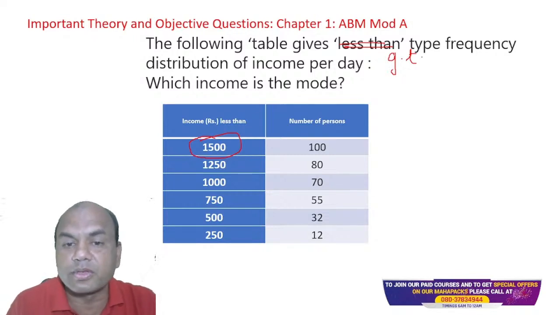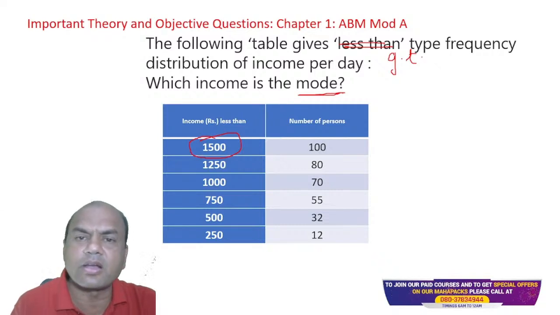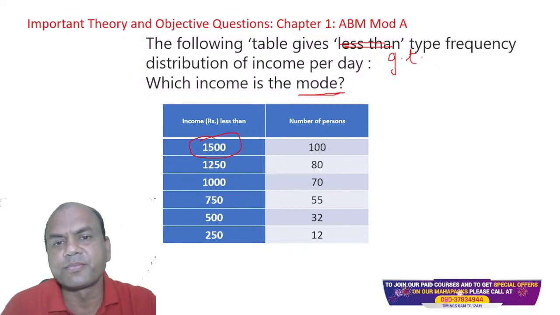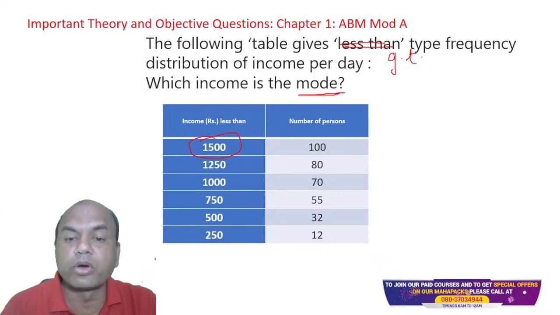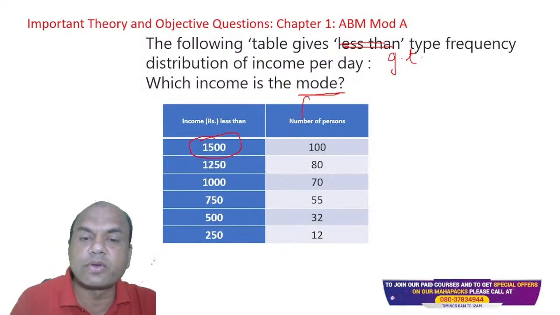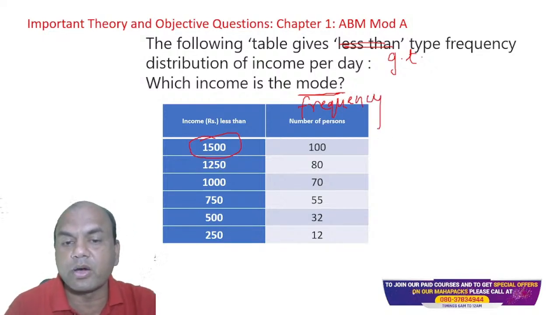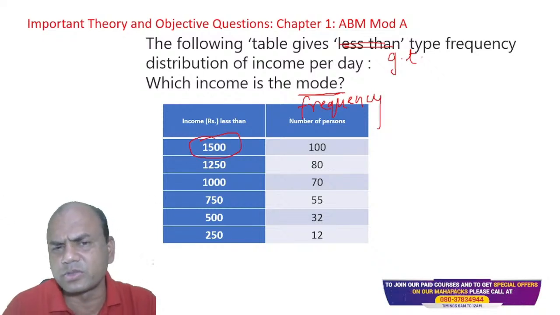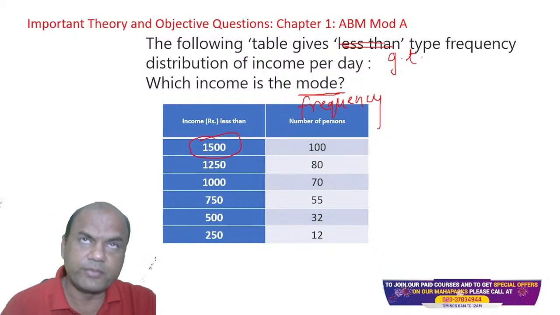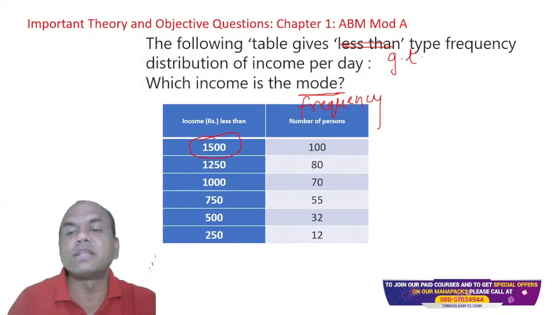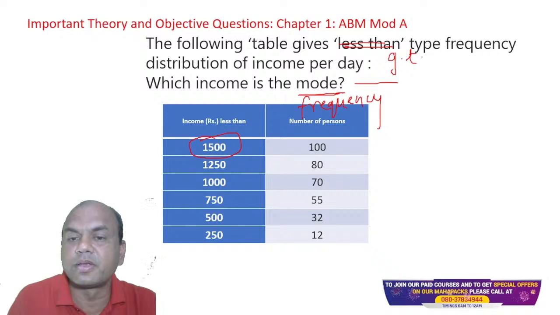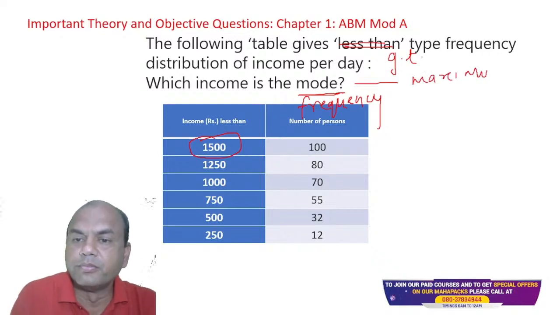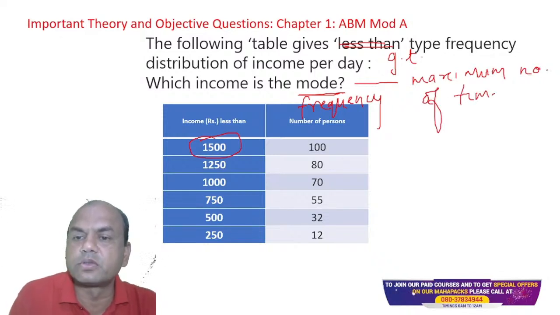What is the income mode? Now the question is different. Let it be less than or greater than, it hardly matters. The question over here is what is the mode? Firstly, understand the meaning of mode. Here, this is known as frequency. How many persons are having income of 1500? How many persons are having income of 1250? And so on. What is the mode? Mode means that number which occurs maximum number of times. This is known as a mode.